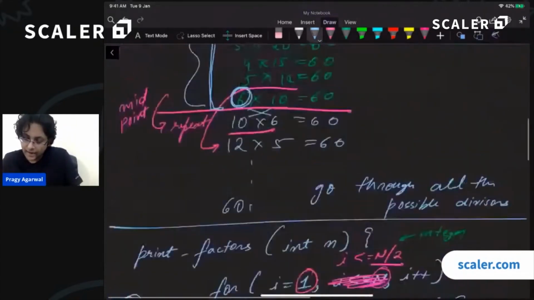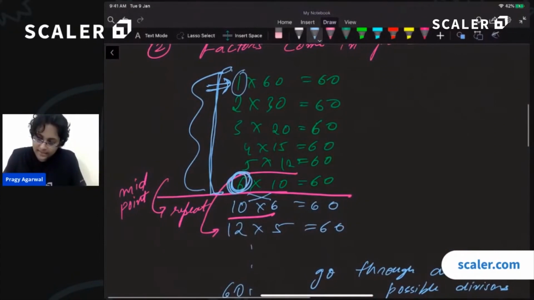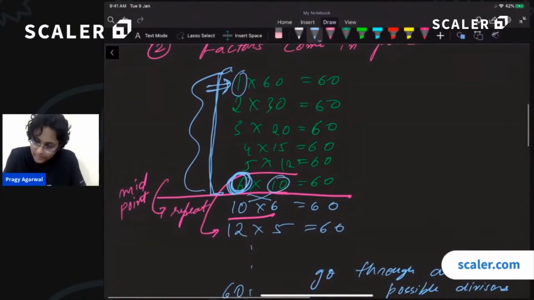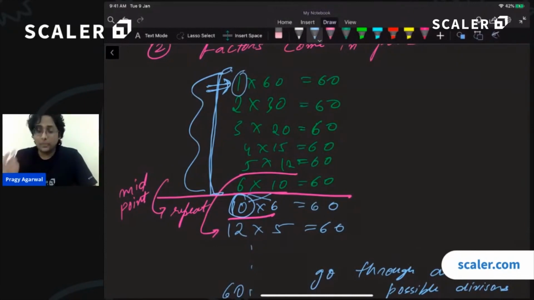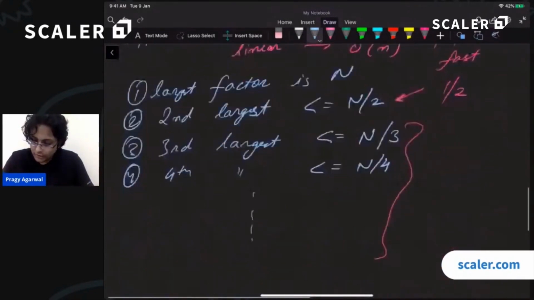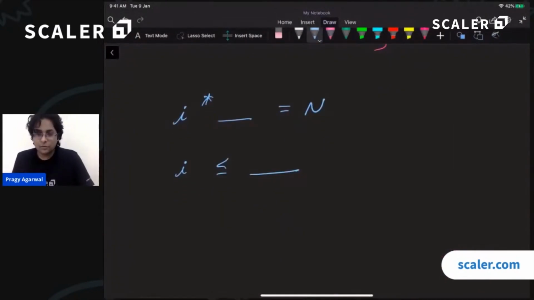Because basically, I'm going till 6 because the number which is paired with 6 is greater than 6. 10 is greater than 6. If I go any higher, then the numbers will swap. The first number will now become greater than 6. So we are looking for a number over here that follows this property.